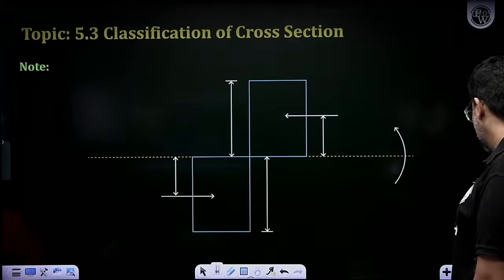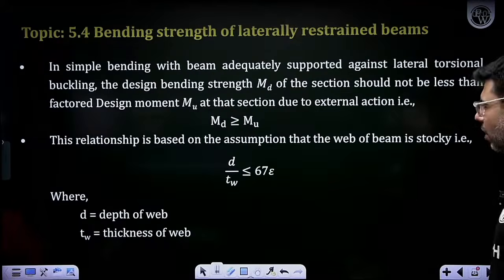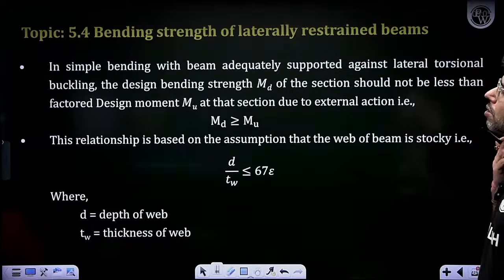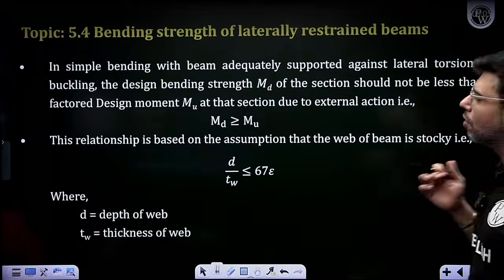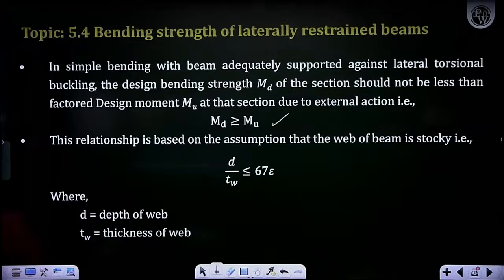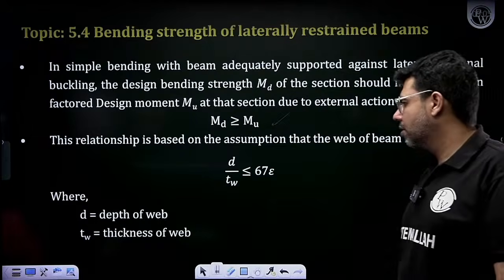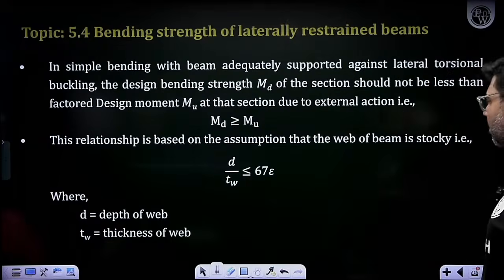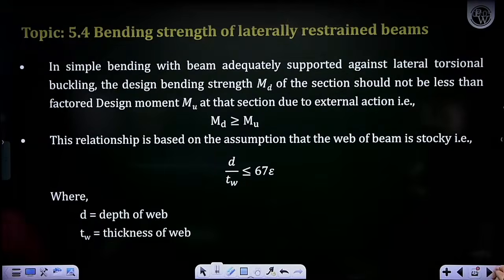Md is the design moment capacity, Ze is the elastic section modulus, Zp is the plastic section modulus. That you already know, how to calculate. I am not going into detail. For safety, your Md should always be greater than or equal to Mu, the factored moment that is acting. Given that no shear buckling is taking place, that is d by tw is less than 67 epsilon.